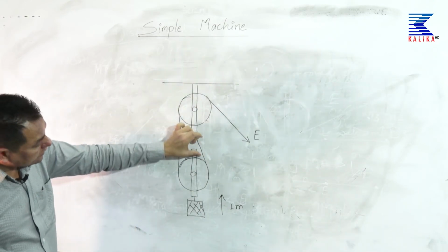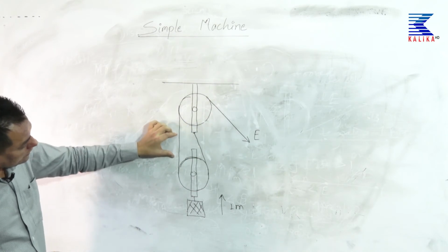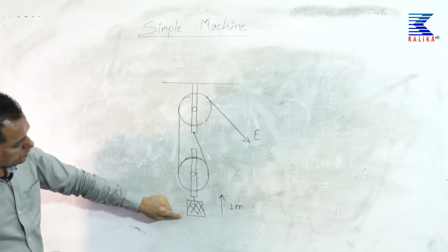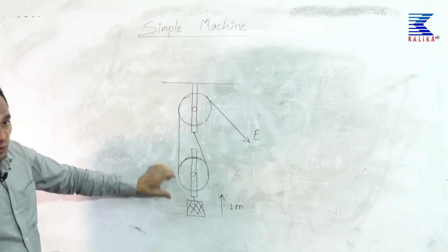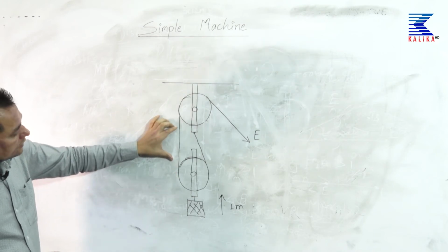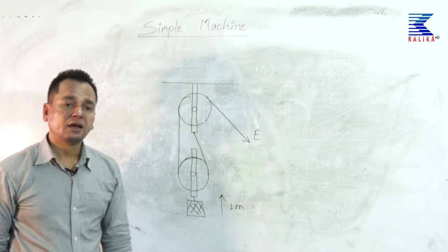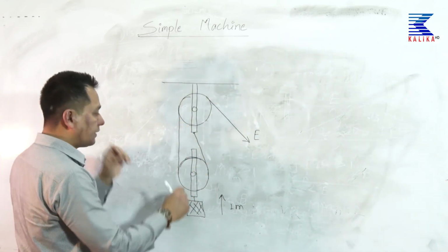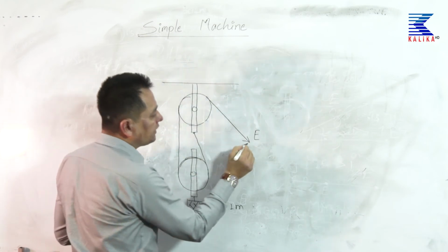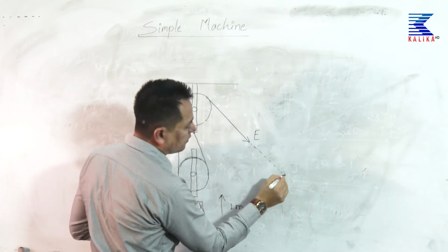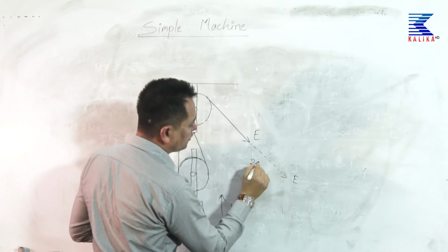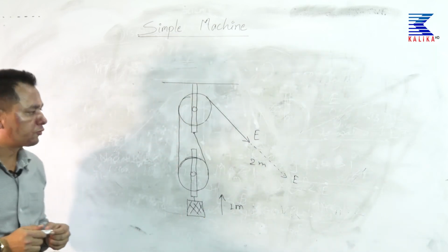From here also it should decrease by 1 meter, from here also it should decrease by 1 meter. To make it move up by 1 meter, this section of rope and this section of rope both should decrease by 1 meter, and for this we need to pull it down by 2 meters. Do you understand this point?